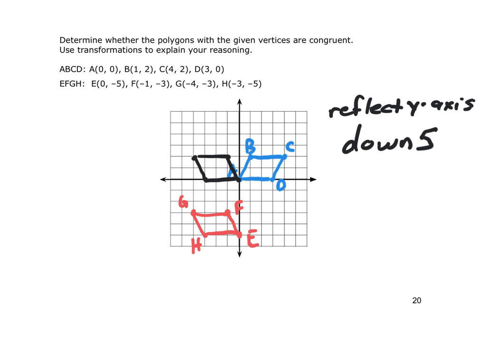Okay, so I could have done it another way, right? I could have reflected it first and then moved it. There's other ways to do this, but that would be one way to get there.